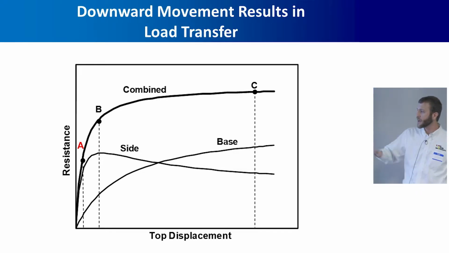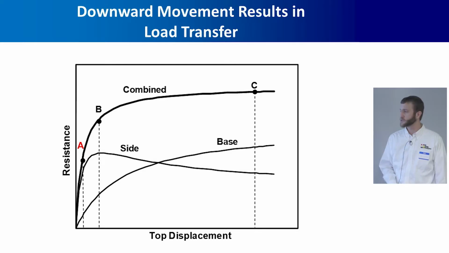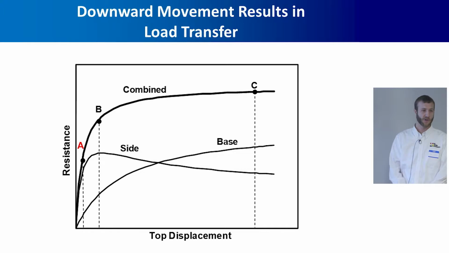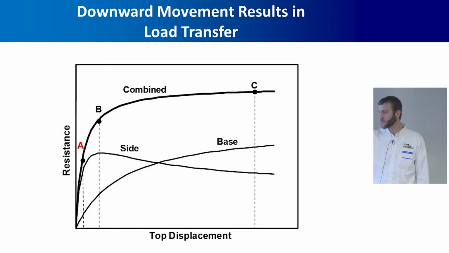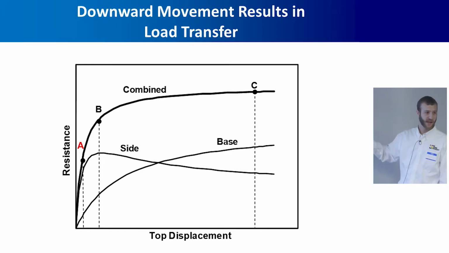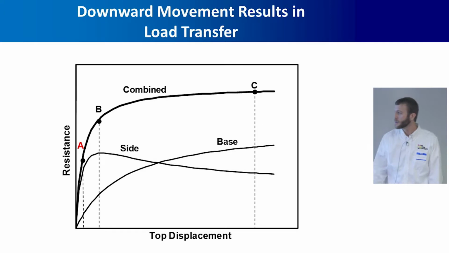If we broke that down into components of side or base resistance, we would see that the side resistance develops at much smaller displacements. It hits some peak value and then generally levels off. This plot shows it decreasing a little bit after it peaks. It may do that depending on the material. It may increase a little bit, but basically once it hits its peak at a pretty small displacement, it's pretty constant in terms of side resistance. Base resistance, on the other hand, takes much larger displacement to develop.